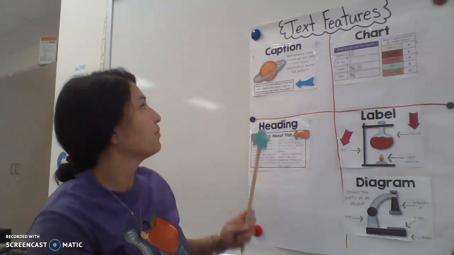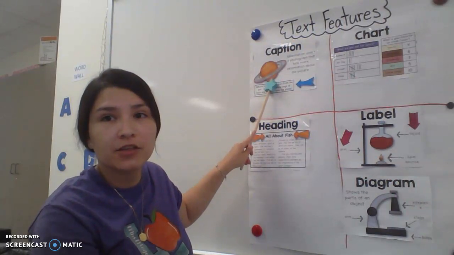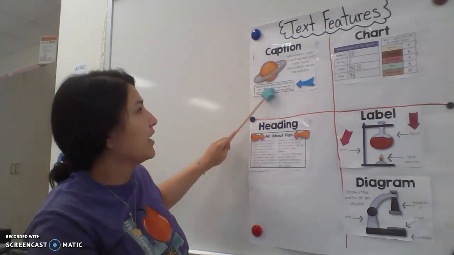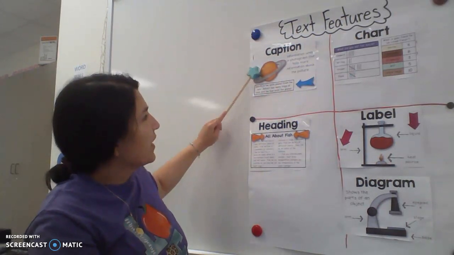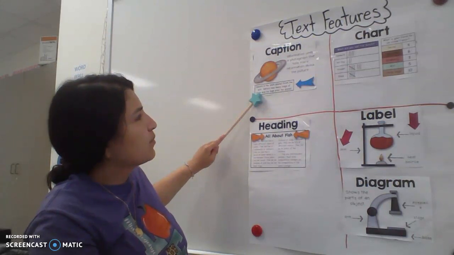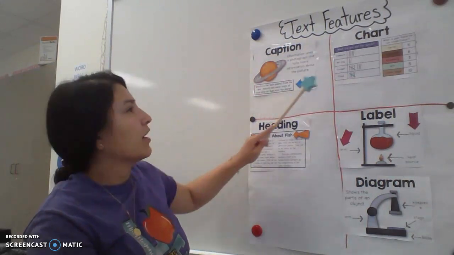Okay, let's review. Captions. Captions are words or sentences about a picture. So here's our picture. And here's our sentence talking about the picture. So here's a planet. Saturn is the 6th planet from the sun. Saturn has many rings and rock and ice that orbit the planet. Okay? All right, here's the next one.